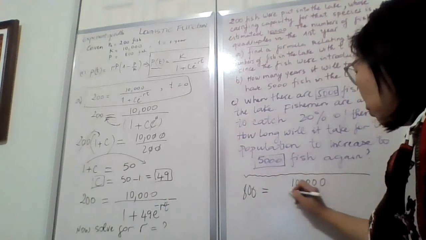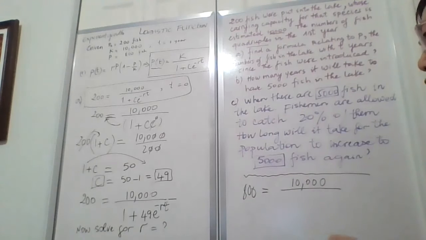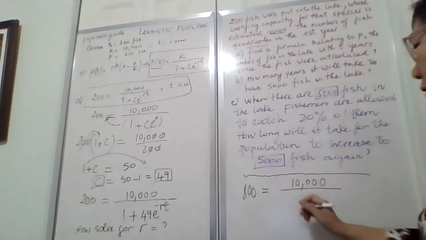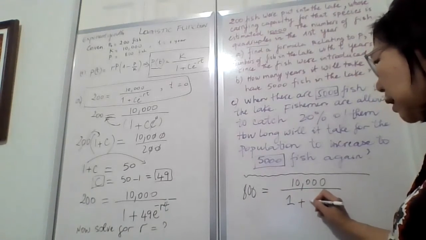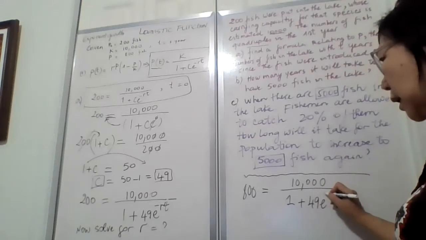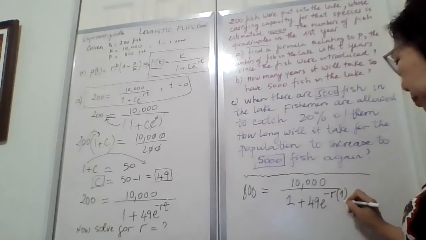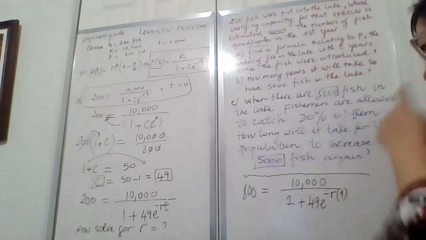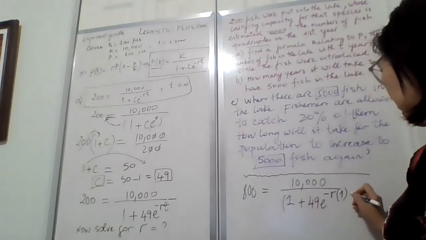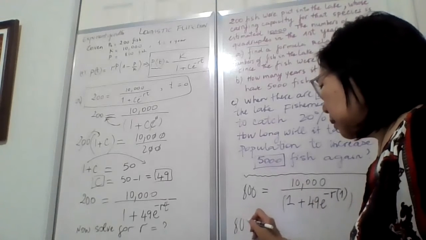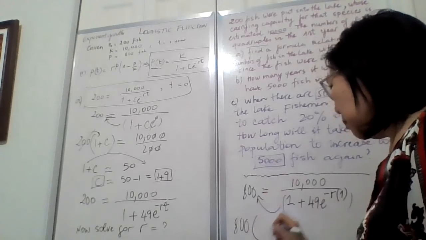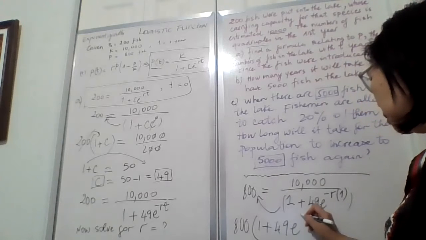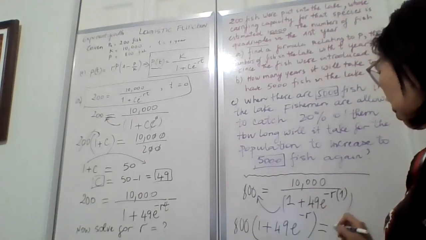Now, as long as we have an equation with one unknown, we'll be able to solve for it. The fact that we know C already, now we just need to find r, so it's easy to solve, right? 1 plus 49 e to the minus r times 1 year. After 1 year, the fish population goes up to 800. So now I'm going to do the same, right? I'm going to kick this up. So 800, I'm going to kick this up here. Times, divide becomes multiply. 1 plus 49 e to the minus r will be equal to 10,000.